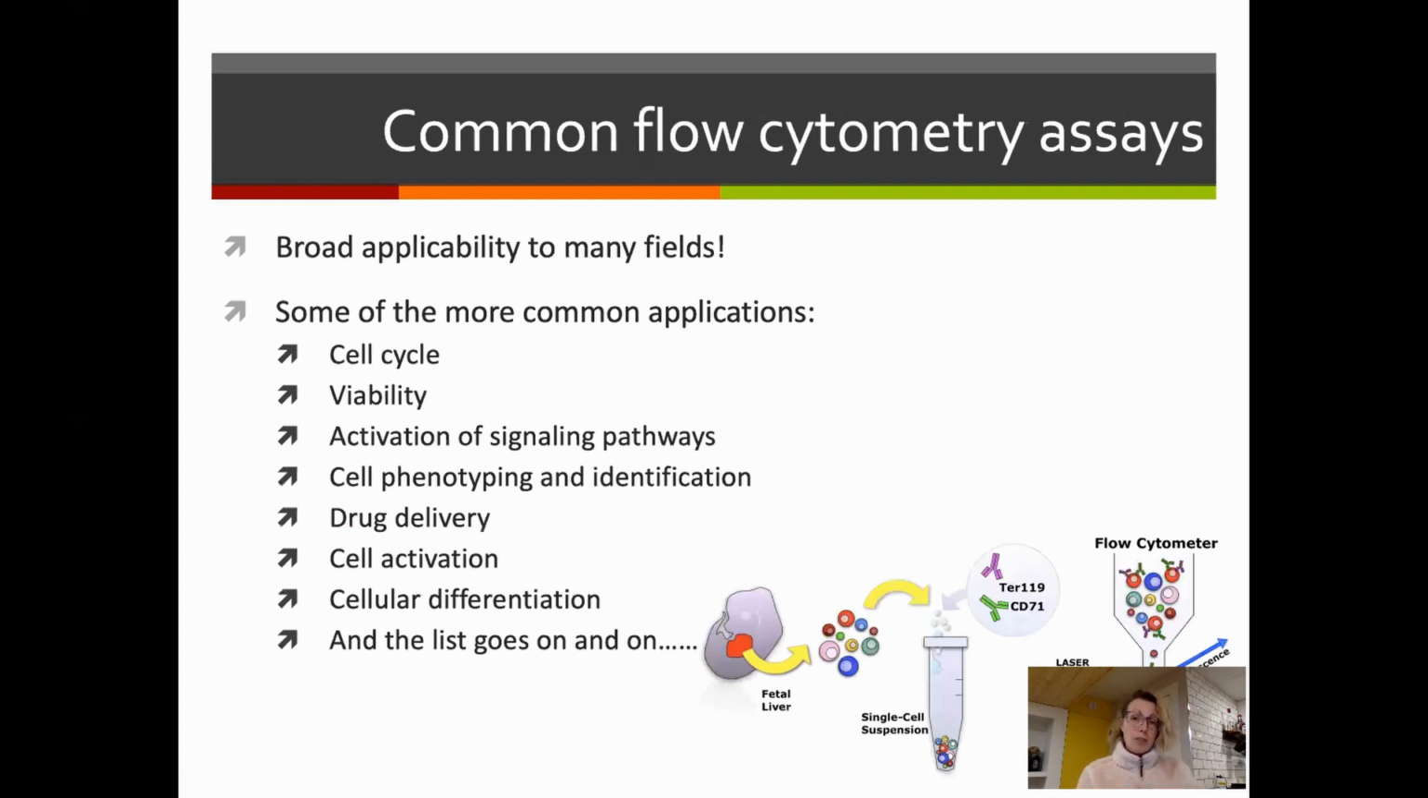So some common flow cytometry assays, because of how the technology works, really anything you can turn into a single cell, you can study on a flow cytometer. Now, it has long been thought of as a technique for immunologists, and it still very much is. However, there are a lot of common applications. So things like looking at cell cycle or viability, activation of signaling pathways, drug delivery, activation, differentiation, phenotype and identification.